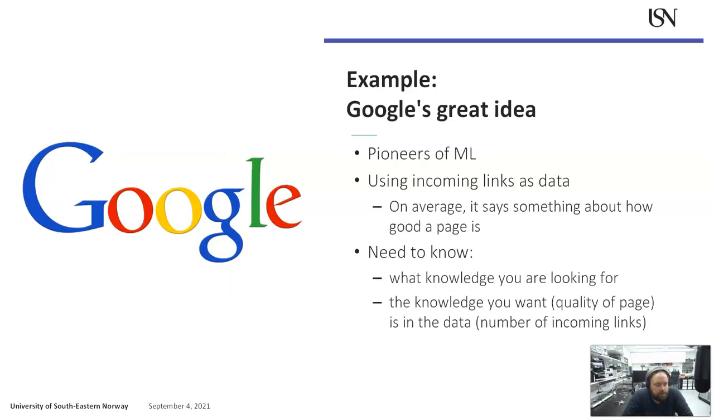And this example also highlights another important concept of machine learning, that in order to do machine learning, you really need to know what you're looking for. You need to understand what knowledge you are searching for, in this case the quality of a page. And you need to know that this knowledge is in the data that you have, which in this case is the number of incoming links.